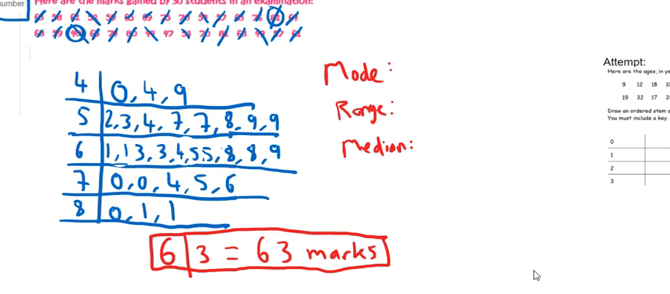The range anyway, the range is a little bit easier. The range, you should know already, hopefully, that it's the biggest take away the smallest. So if you look at this and try to interpret it, the biggest amount of marks will always be the one down at the bottom, furthest over to the right. So in this case, it's 81 marks, and the smallest is 40 marks. It'll always be the one up at the top left. So to find the range here, you just do 81 take away 40, which is 41. So the range is 41 marks.